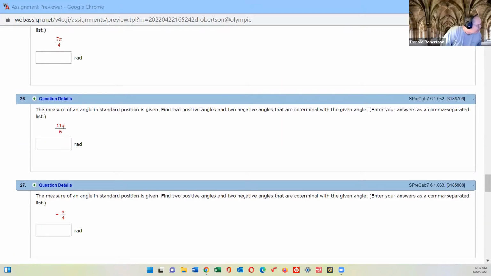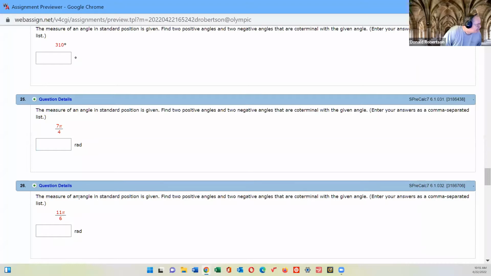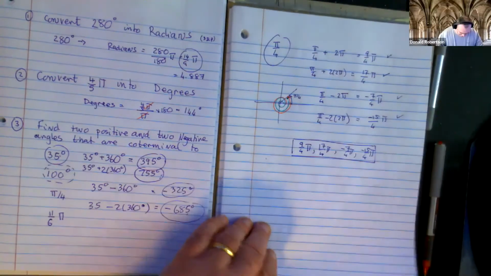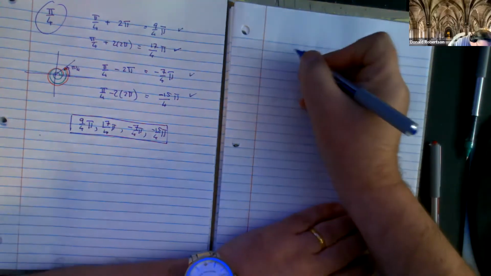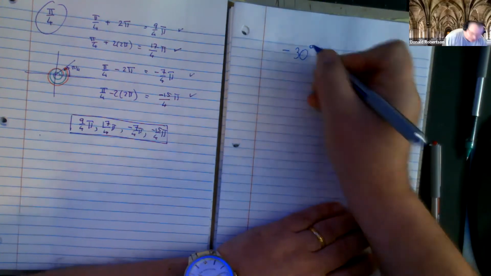So can you see the same kind of questions written down in radians? Okay. So let's just do a little awkwardness to that question. Suppose I gave you negative 30 degrees.